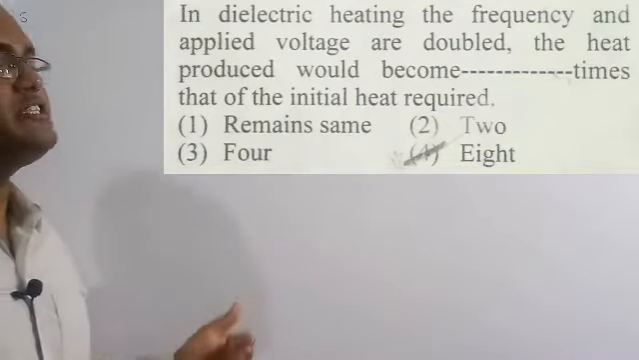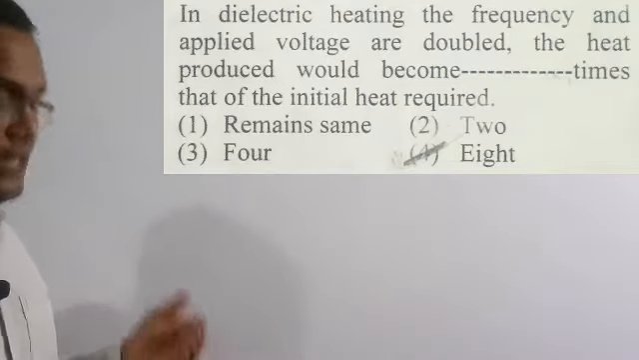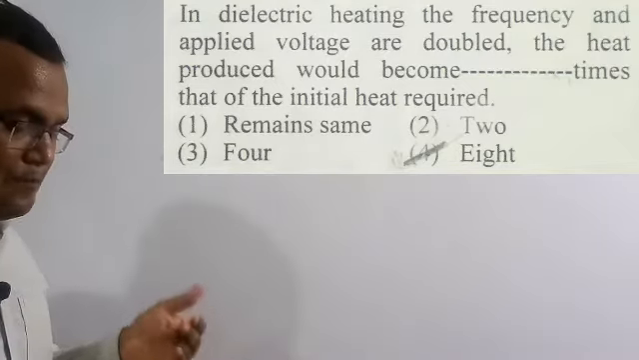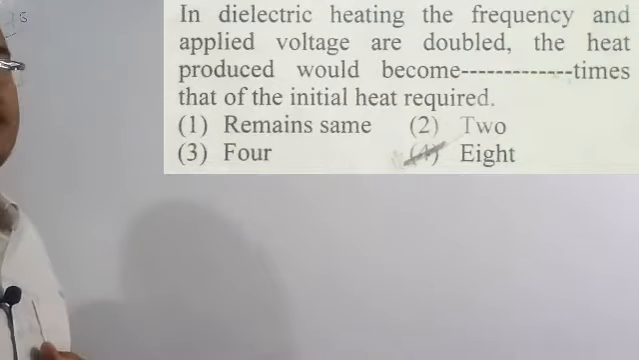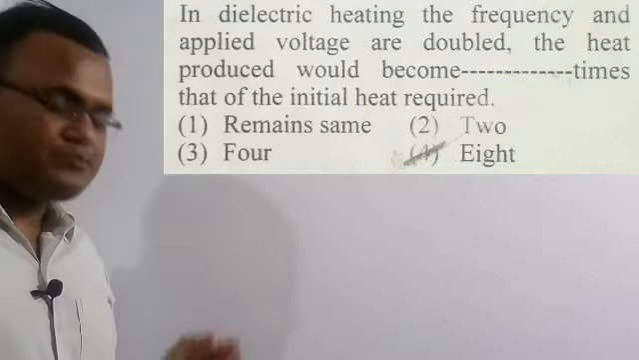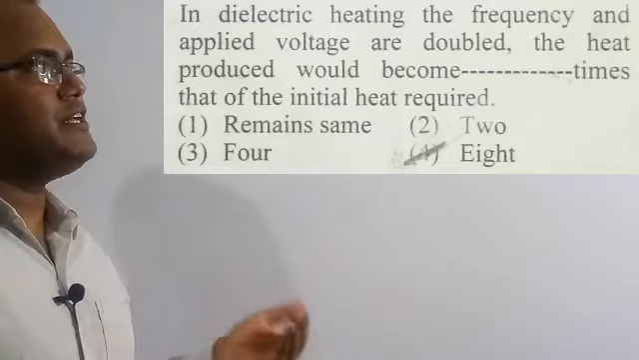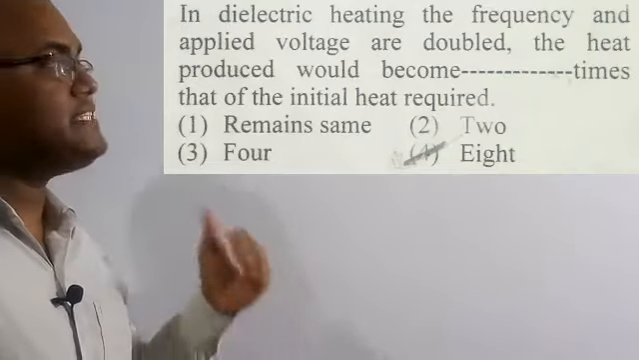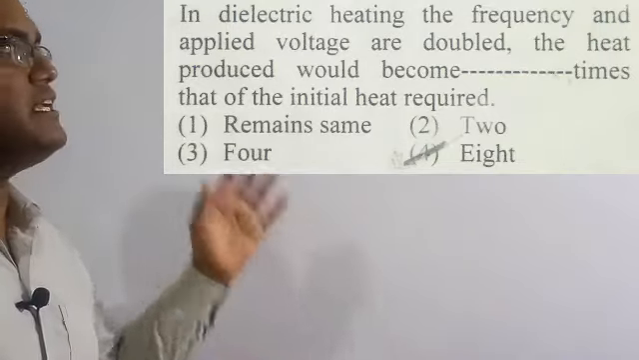The voltage and the frequency are doubled compared to the previous value in the dielectric heating. So what is the amount of energy produced compared to the previous one? That is what we need to find here. Out of the four options, it is option B, 8 times. It means the new heat produced is 8 times more than the previous value. So let's solve this numerical.